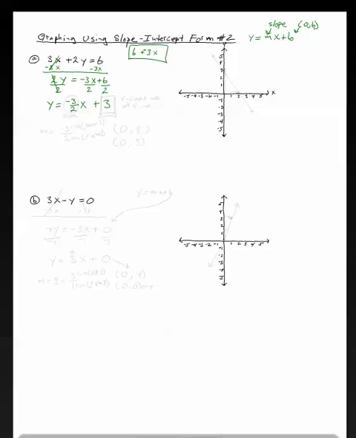Now remember, the coefficient attached to your x is your slope. That's your m. And then the constant at the end is the y-coordinate of your y-intercept. Alright, so now I know that m, my slope, is negative 3 over 2.